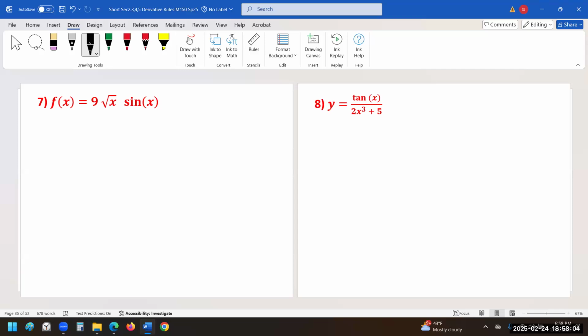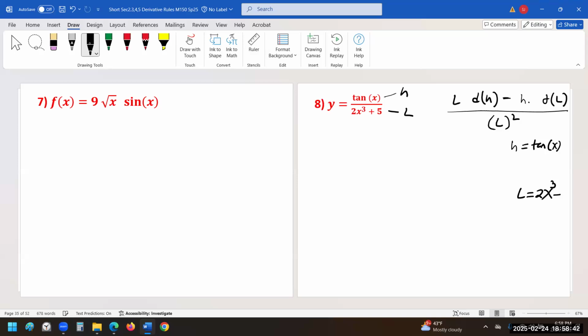Switch in position. You always have to take the derivative of the top first. Always. Low D high, derivative of high is always first. So low D high minus high D low over low squared. So this is high, this is low. Our high is tangent x. Our low is 2x cubed plus 5.